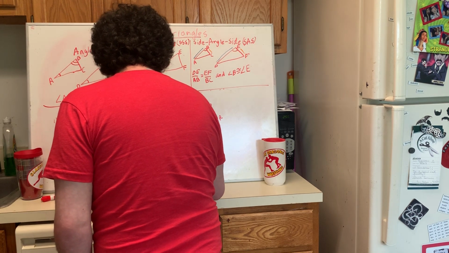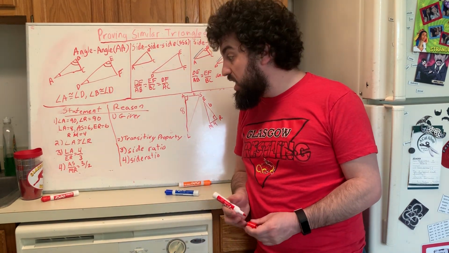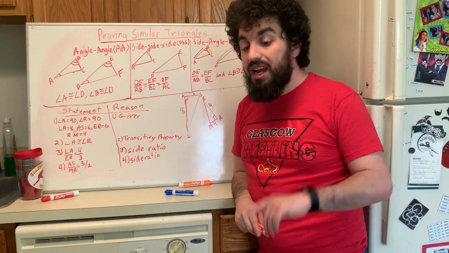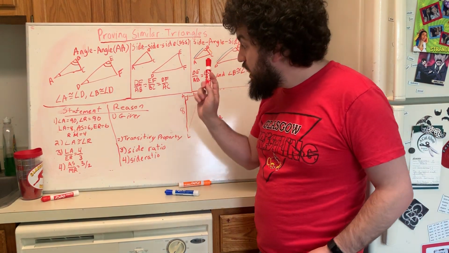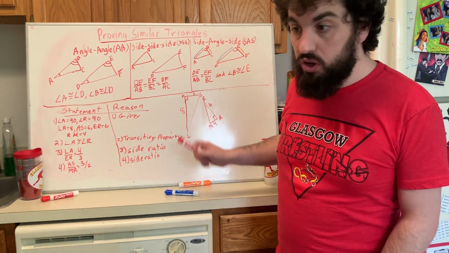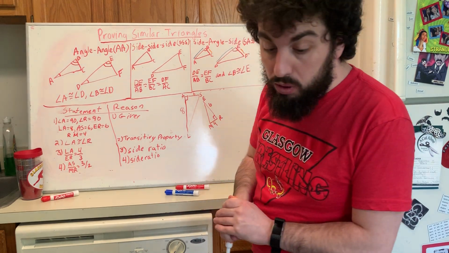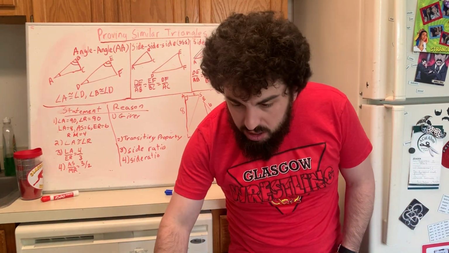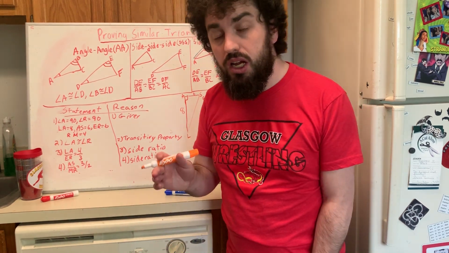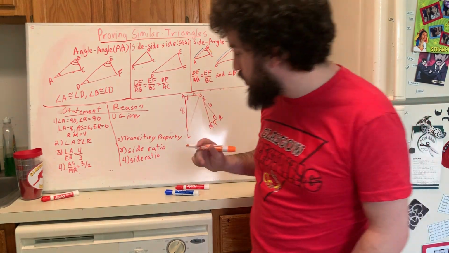Here's where critical thinking comes in though. Those ratios are not the same. 4/3 is different than 3/2. So in this case, we are unable to prove that these are similar. So we are going to make a statement as a conclusion. So different side ratios means they're not similar.